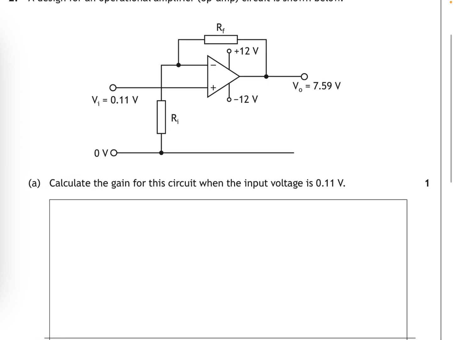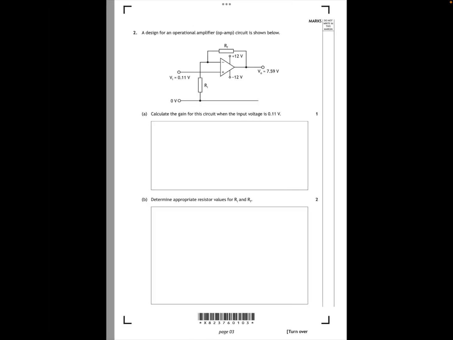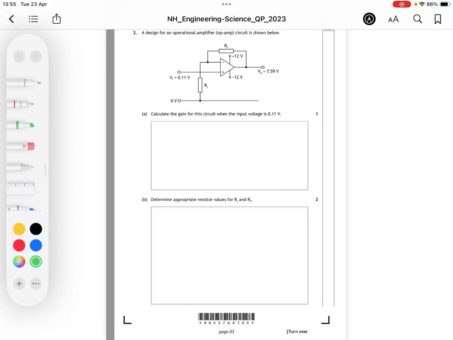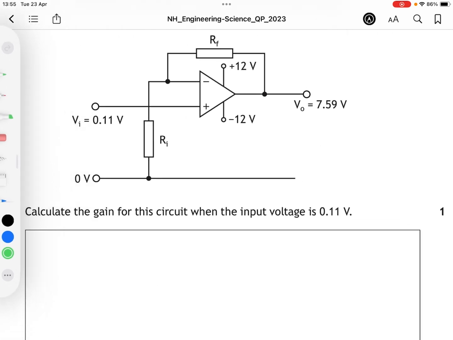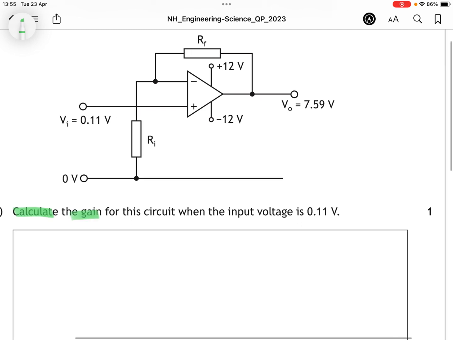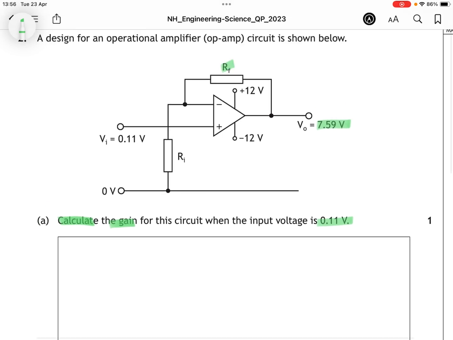So if you are feeling uncertain, one of the best things to do with quick questions like this is to work out quickly what you're being asked for. So we're being asked to calculate the gain. We're told what our input voltage is, and we can see our output voltage here as well. And a quick look shows you that we don't have RF or RI.